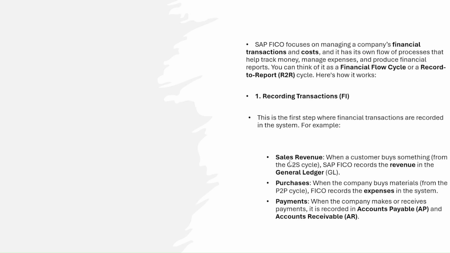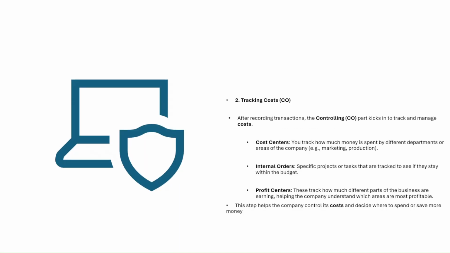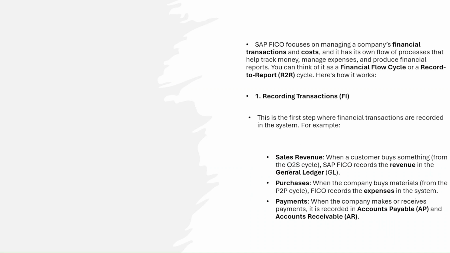Okay, so sales revenue is there. First of all, the first step is recording the transaction. What transactions are there? How much sales revenue is there? How many purchases are there? Payments are there? All transactions we are just recording. So this is the first step where financial transactions are recorded in the system. For example, sales revenue: when a company sells something from the order to sale cycle, SAP FICO records the revenue in the general ledger. In the form of GL, we are recording that in FICO.